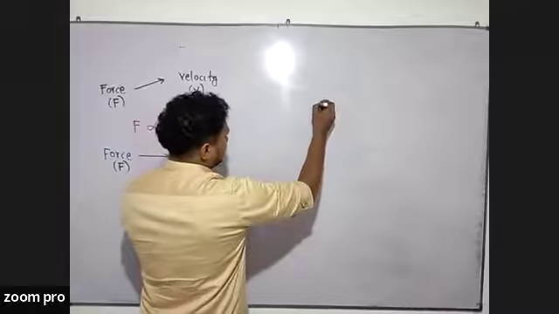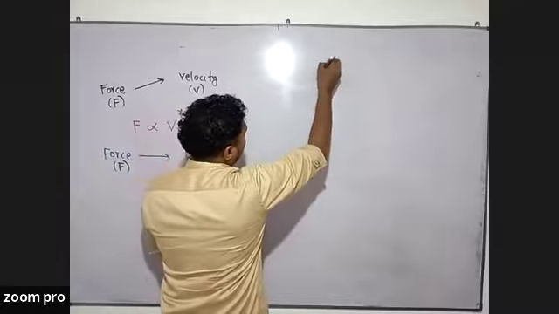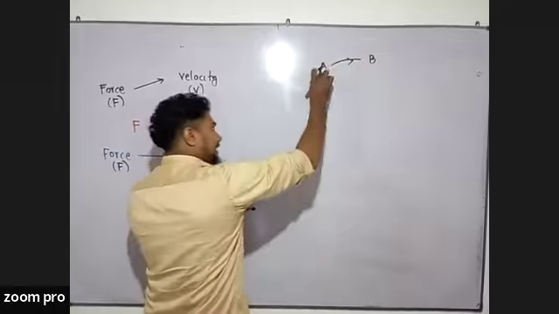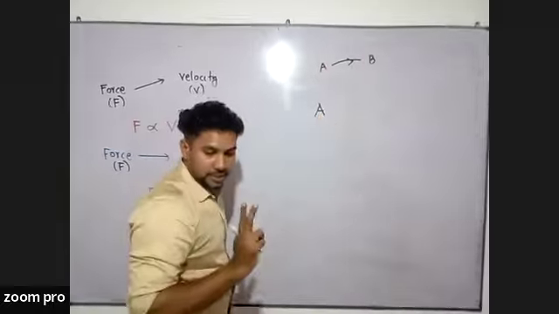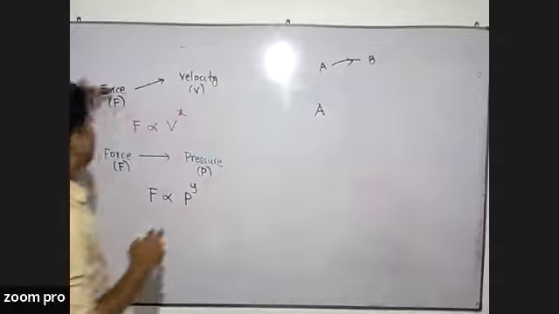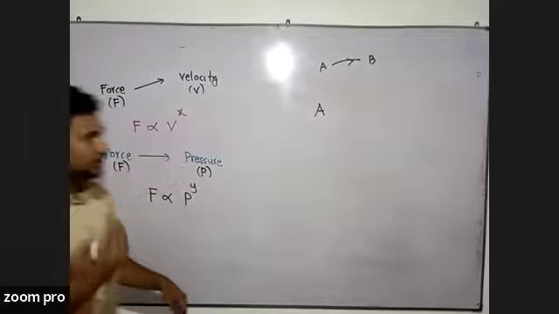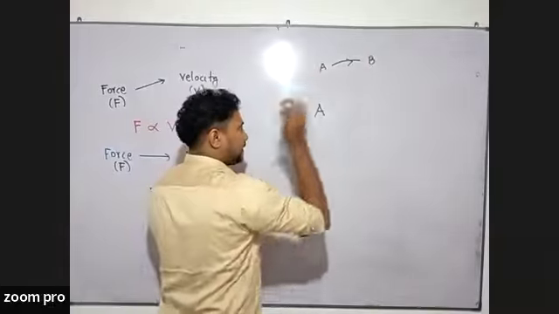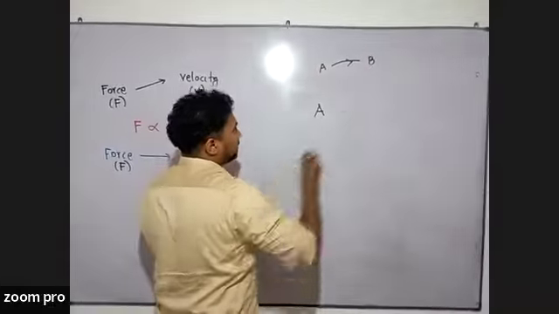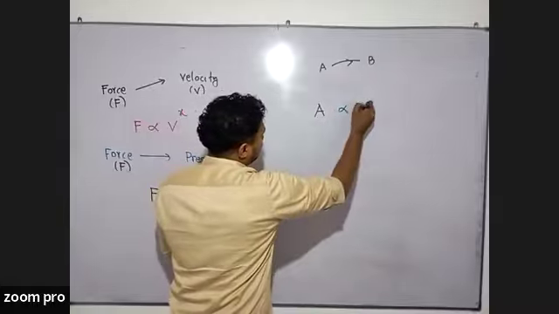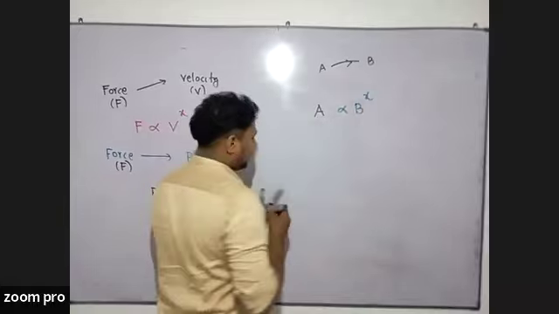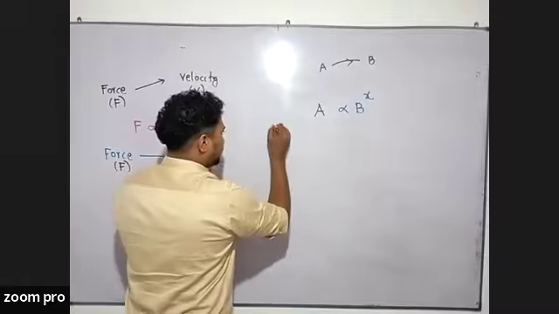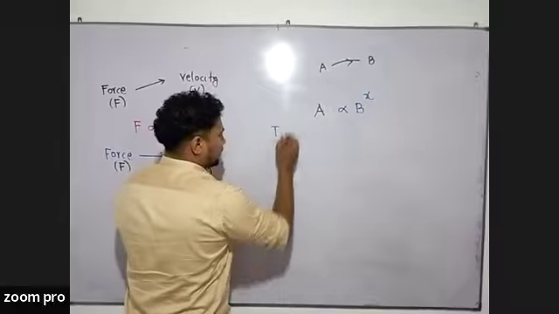So let's say that A and B are two physical quantities. Just keep in mind that A and B are two physical quantities, likewise force and velocity, or force and pressure. The relationship between these A and B can be represented as A proportional to B to the power of x. Now there's a proportionate sign.